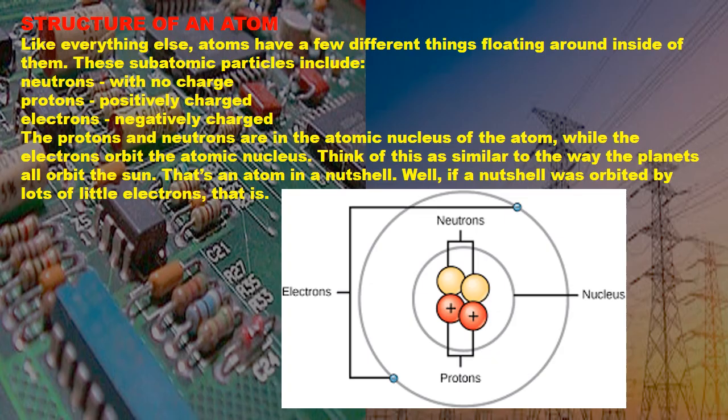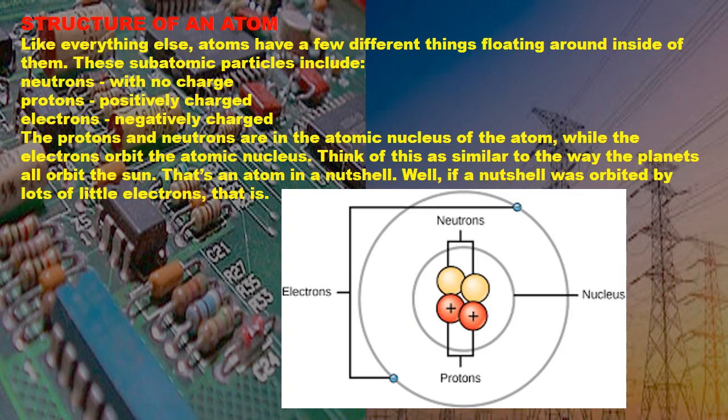So these electrons, when they are orbiting the atom, that's when we apply voltage, these electrons tend to move, because electrons are particles. When you apply force, you can move these electrons. When these electrons move, that's when we have flow of electricity. So the protons and neutrons are in the atomic nucleus of the atom, while the electrons orbit the atomic nucleus.